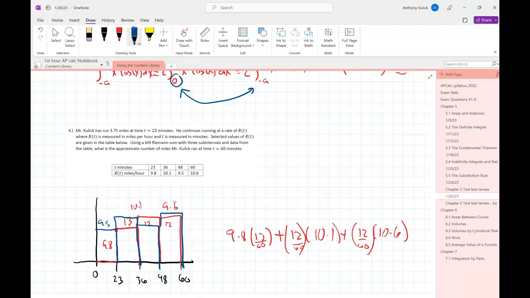So what do we have? We have like 9.8 for 23. And then we have 10.1 for, not for 36, for 13. And then 12 here, but now our height is 9.5 on this one, and then our height here is 10.6, right? So if I'm doing a right, I have this whole extra big piece in there. Why is it 10.6? Oh, it should be.